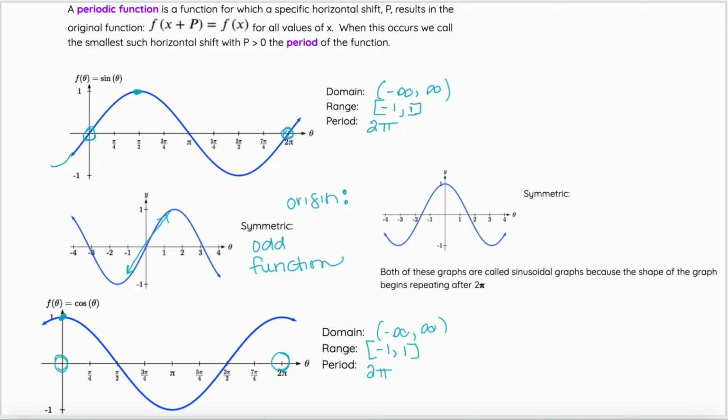We notice though that when I expand into the negative values with cosine, we are symmetric about the y-axis. So the cosine function is an even function. Both of these are called sinusoidal graphs because the shape of the graph begins repeating after 2 pi. Let's head to slide 2.